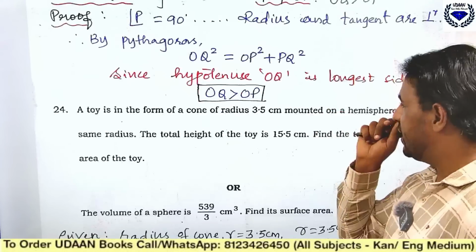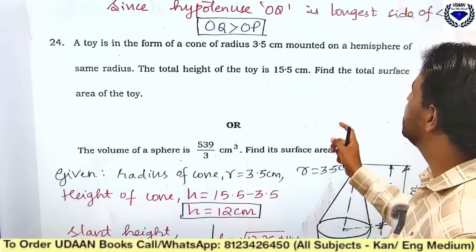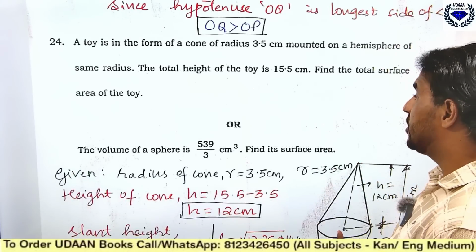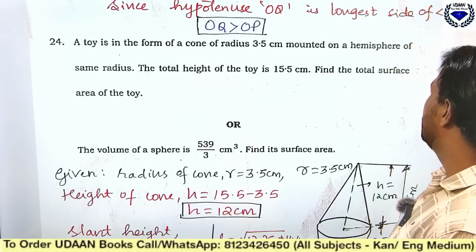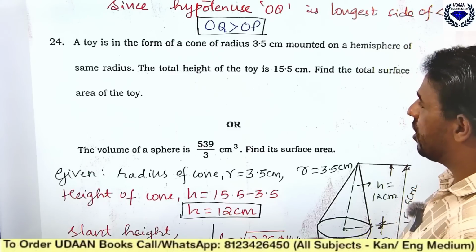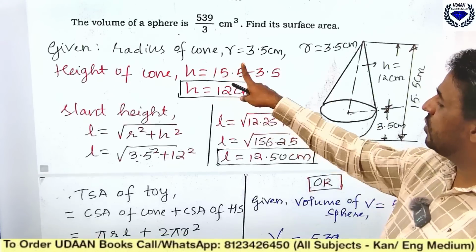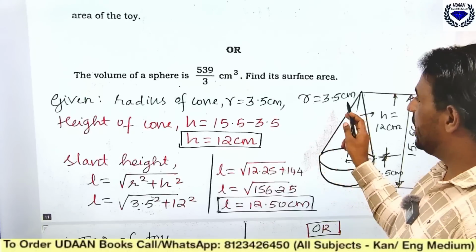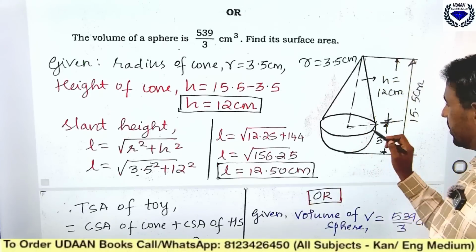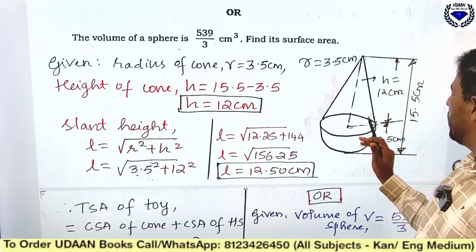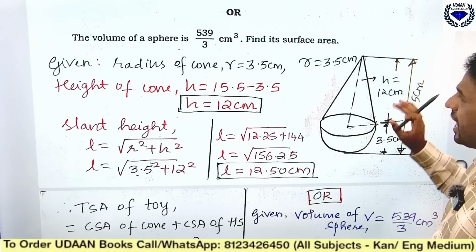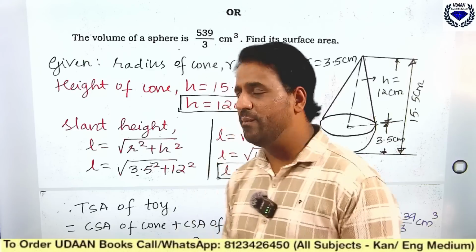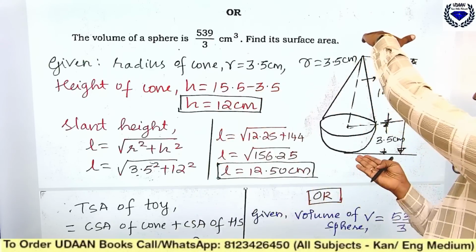Then a toy is in the form of a cone of radius 3.5 cm mounted on a hemisphere of the same radius. The total height of the toy is 15.5 centimeter. Find the total surface area of the toy. See, radius of the cone, what is given? R is equal to, you can see here, 3.5 centimeter. This is a cone whose radius is 3.5. Total height is given as 15.5. See here, this total is 15.5.